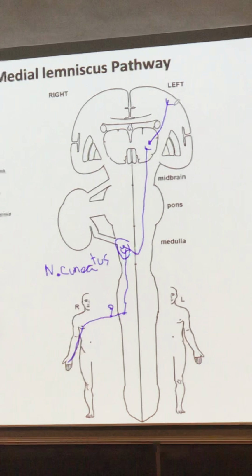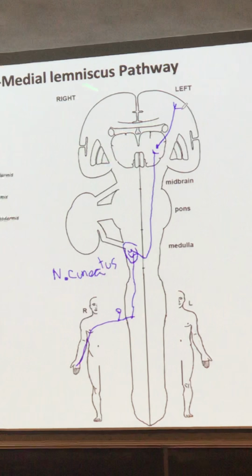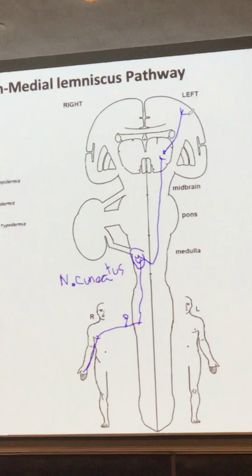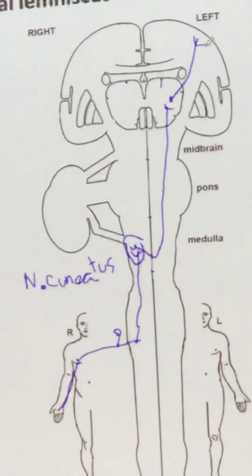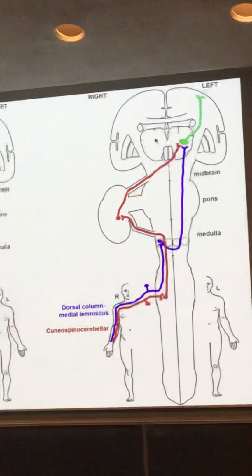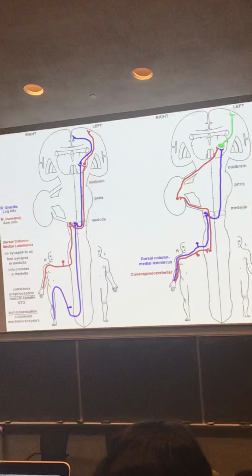This tract up to here is called dorsal column. After it crosses, it's called medial lemniscus. But again, my hint is 2 names, 2 functions, both touch and position sense. And there's our drawing. Now I have an extra picture here that we didn't draw.